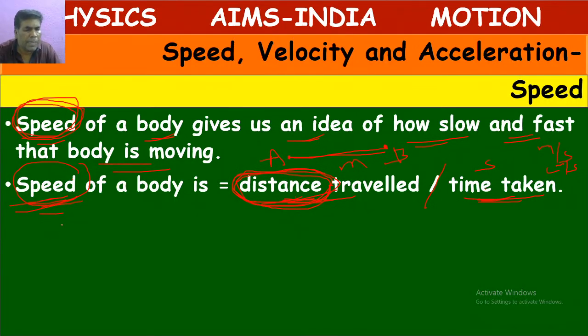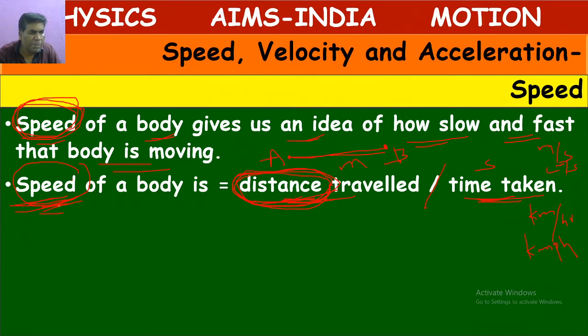Or if you observe any city bus or private bus, on the front part of the driver's seat they will write, drive carefully, not more than 60 km per hour, like that they will mention. So here speed is also measured in kilometer per hour, or else we can call it kmph.